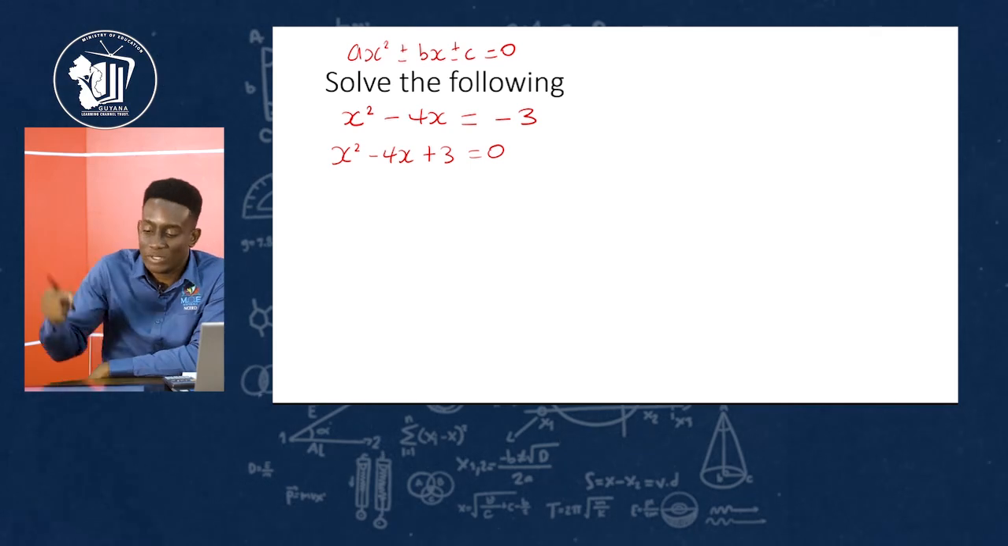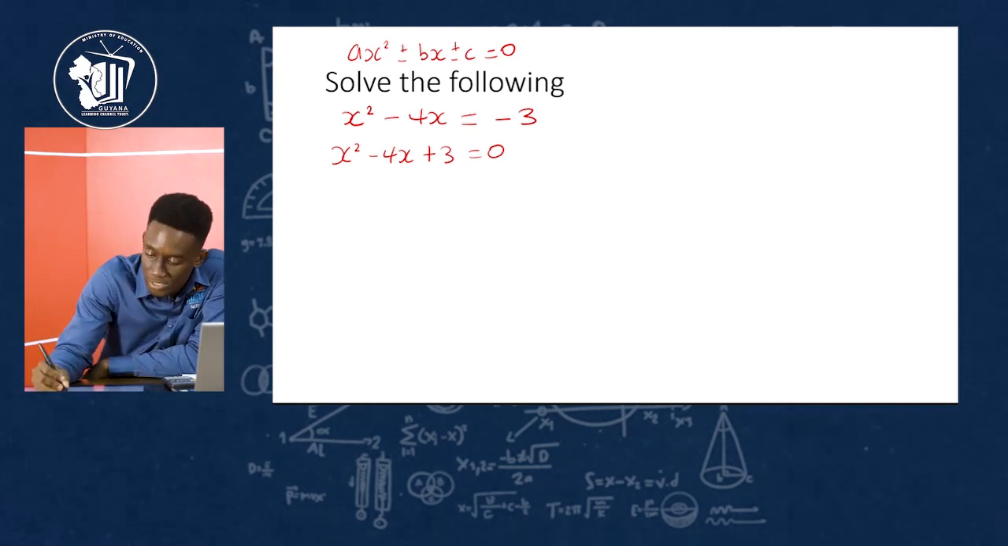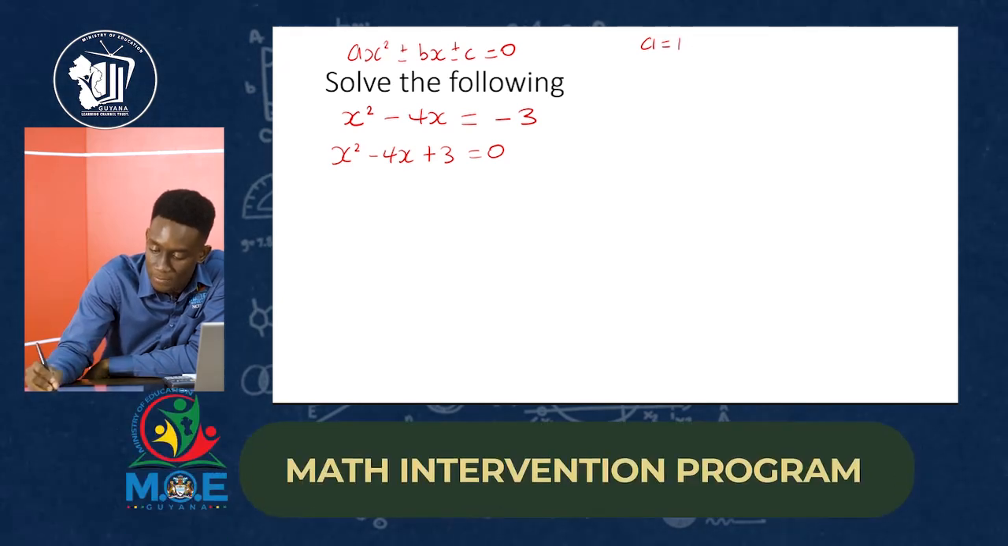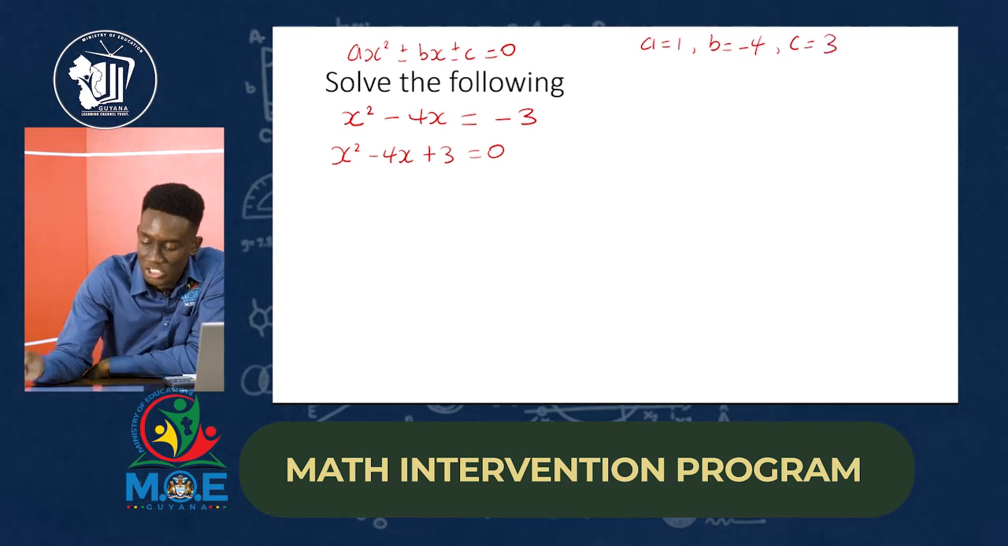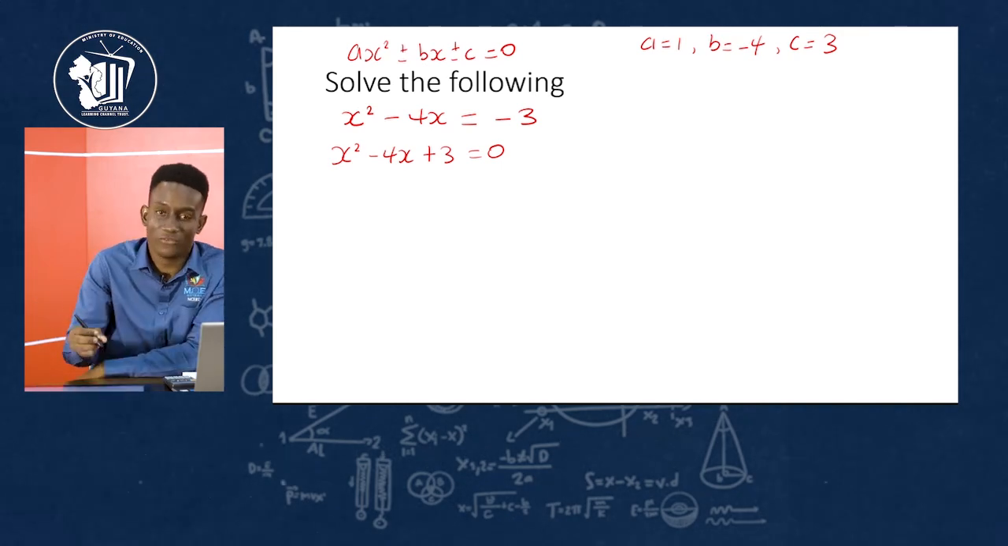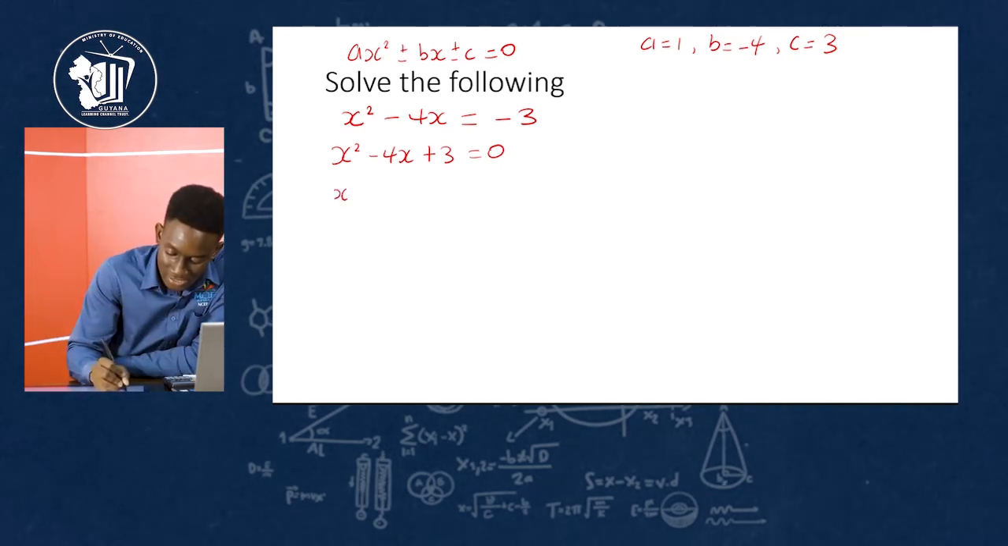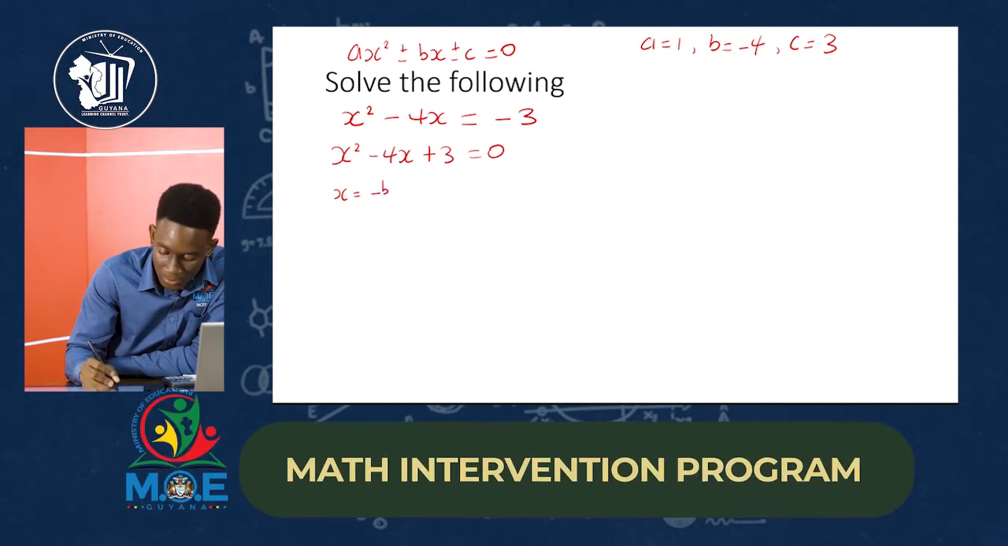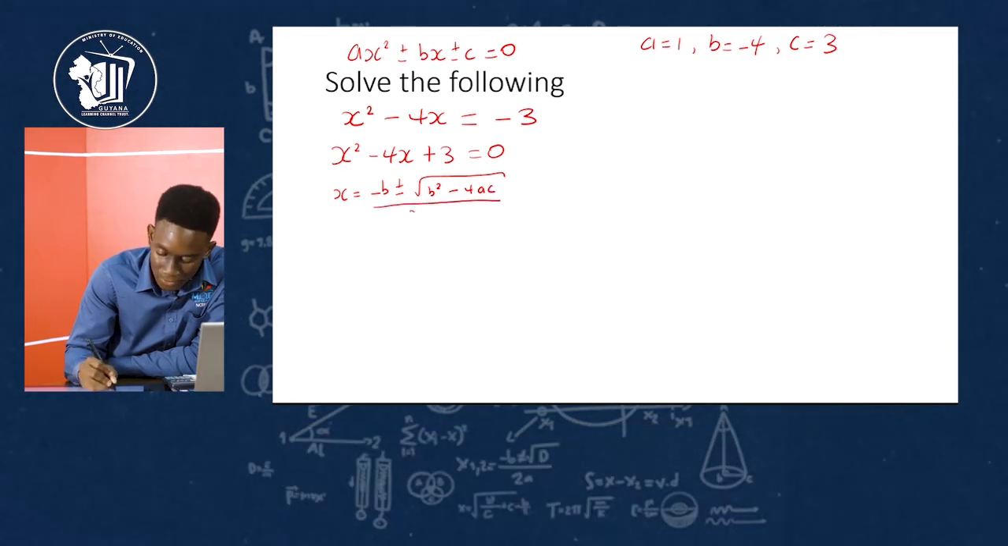And now we can identify what is a, and what is b, and what is c. So we see a is equal to the coefficient of x squared, which is 1. B is equal to the coefficient of x, which is negative 4. And c is equal to 3. So we take these values now and we put it into the quadratic formula. So we know the quadratic formula is x is equal to negative b plus or minus the square root of b squared minus 4 times a times c, all divided by 2a.